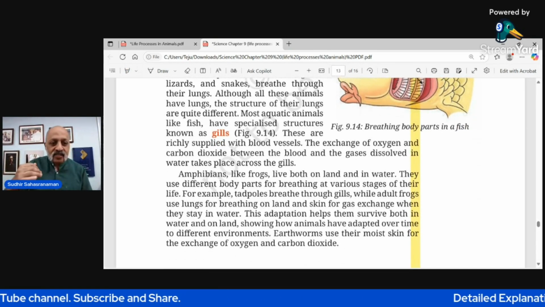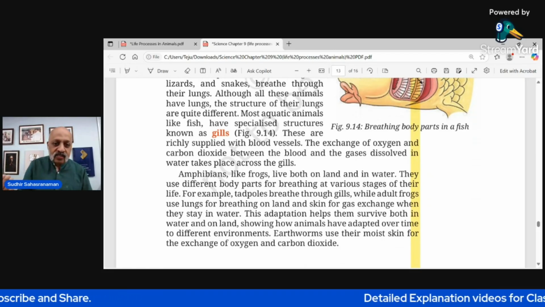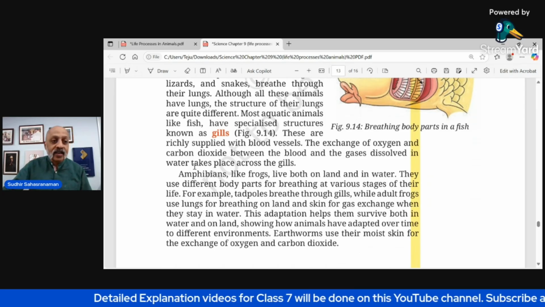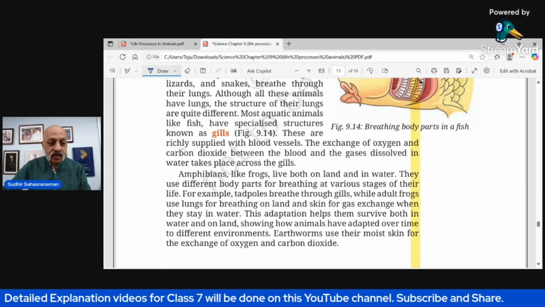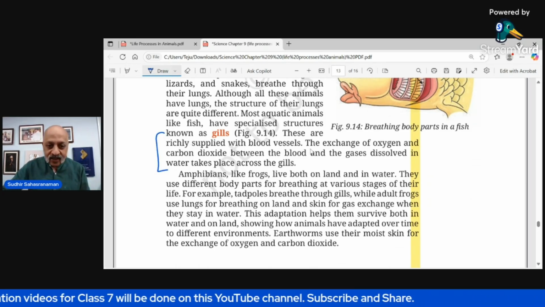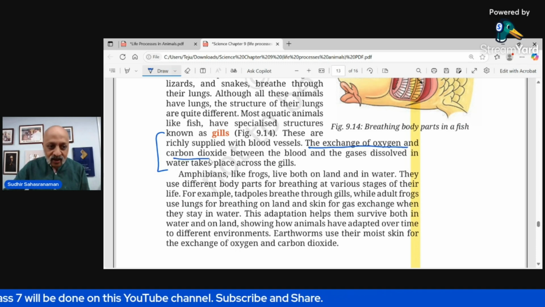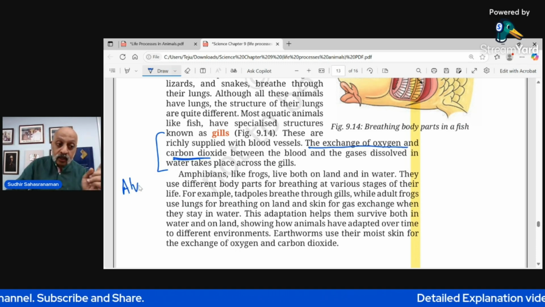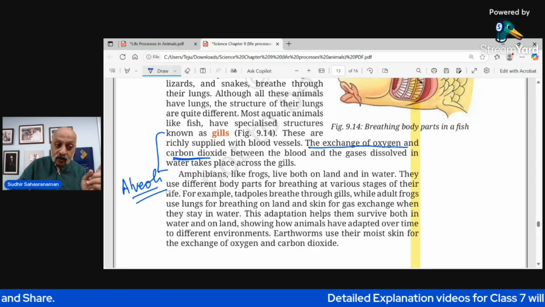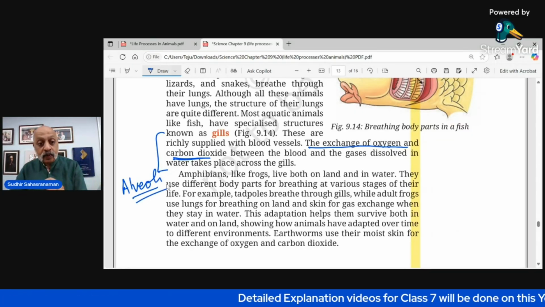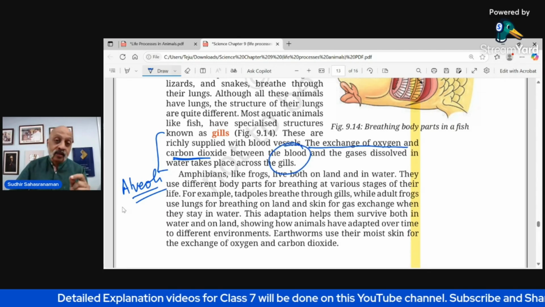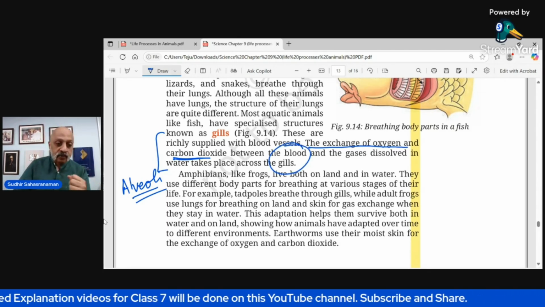Now these are supplied with blood vessels, and the exchange of oxygen and carbon dioxide between the blood and the gases dissolved in the water takes place through these gills. Now this is the important thing: the exchange of oxygen and carbon dioxide, what is taking place in the human body through the alveoli and the blood vessels. Here it takes place between the blood and the gases dissolved in the air, takes place across the gills. So gills perform their functions.